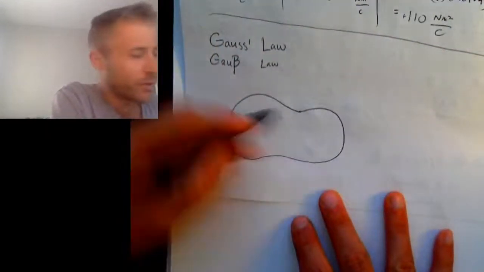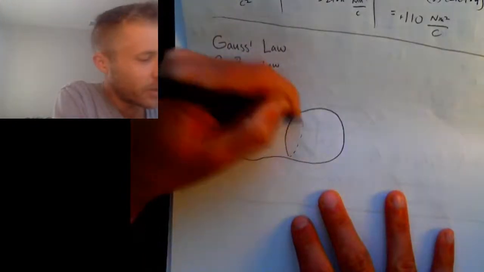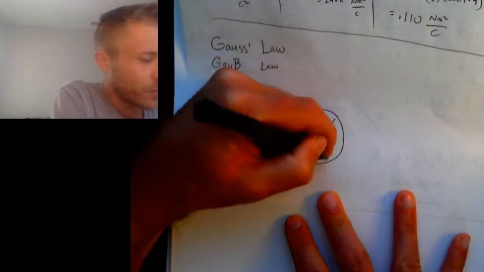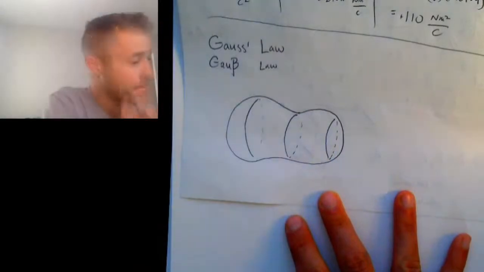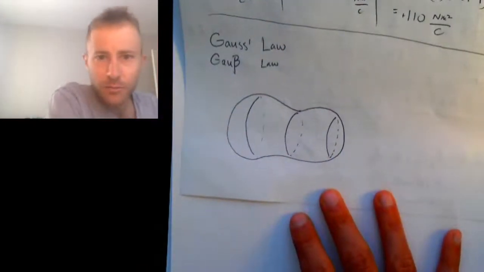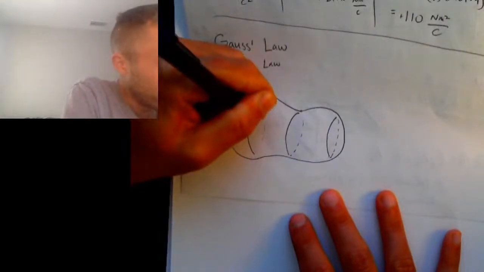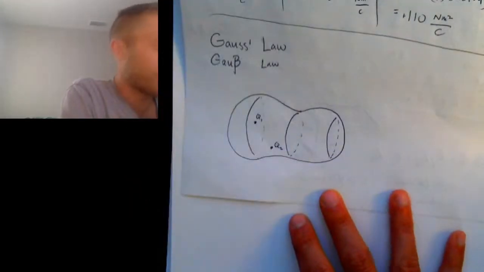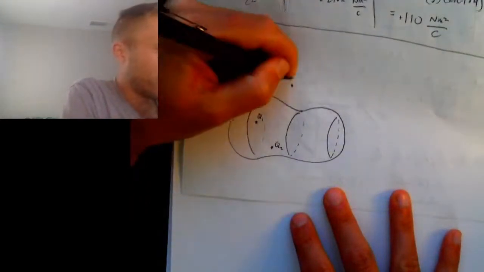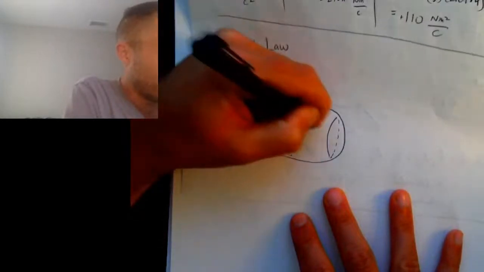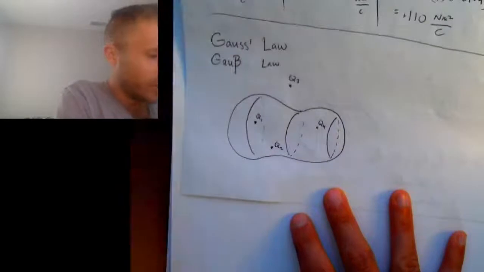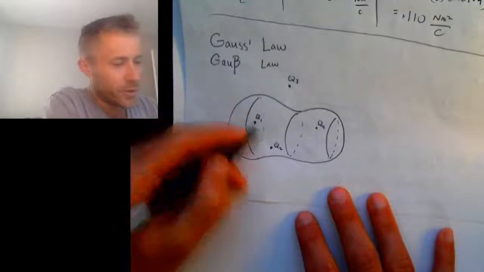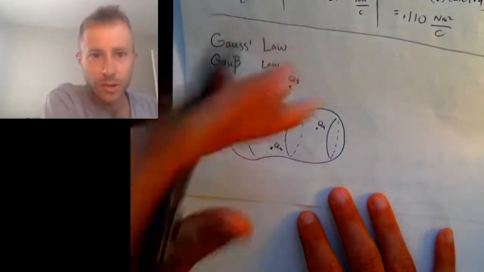So this is some weird surface. Made it kind of look like a potato. So we got this weird potato-like surface. And that surface has some charges in it. So maybe this is Q1, maybe this is Q2, maybe this is Q3, maybe this is Q4. So notice how we have three charges that are actually inside the surface and one charge that is outside.